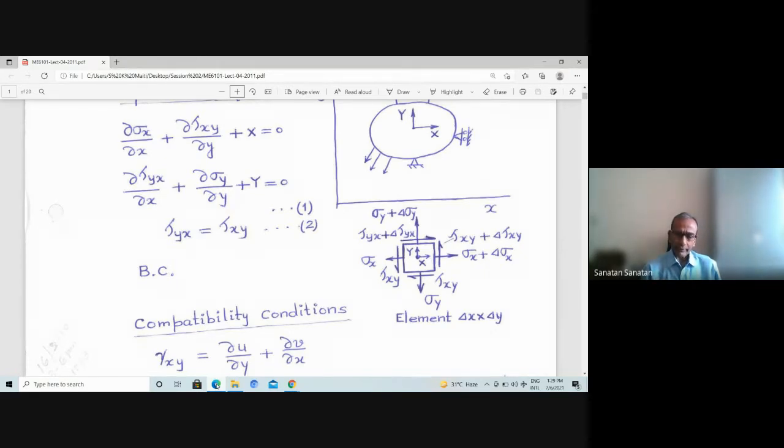Exactly the same way, if you take the bottom face, the normal stress is sigma y and the shear stress is tau xy. On the top face, which is at a distance of delta y from the bottom face, the stresses are again normal stress sigma y plus delta sigma y, which has increased, and similarly the shear stress has also changed, which is tau yx plus delta tau yx. Here it is better to understand the double subscript notation.